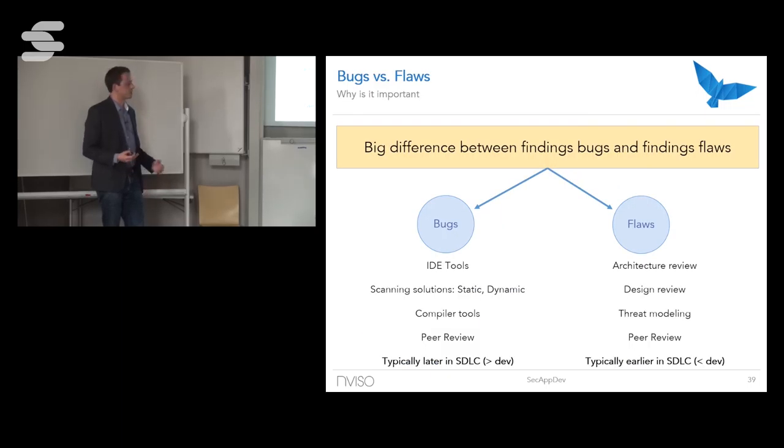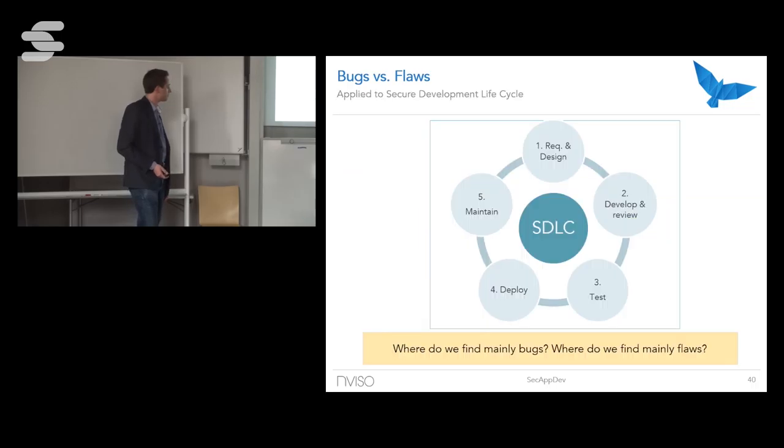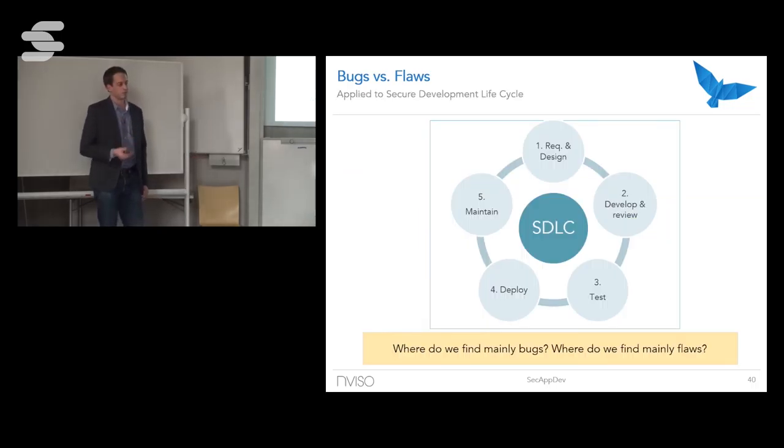Thanks for that. So typically, this happens later in the SDLC. If we're talking about IDE tools, peer review, we need a basic set of code in order to do our review. With flaws, we can do it a bit earlier in the SDLC due to the nature of these kinds of defects. Architecture review, design reviews, threat modeling, and again, peer review with any kind of documentation that we have early on.